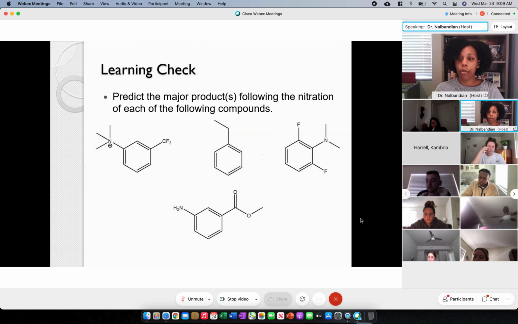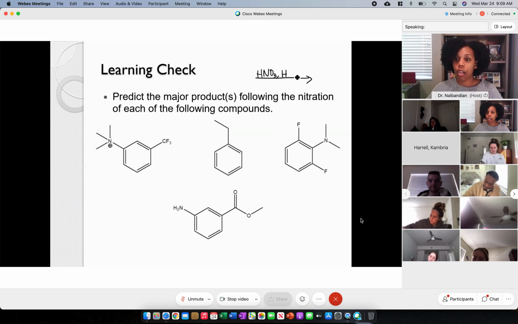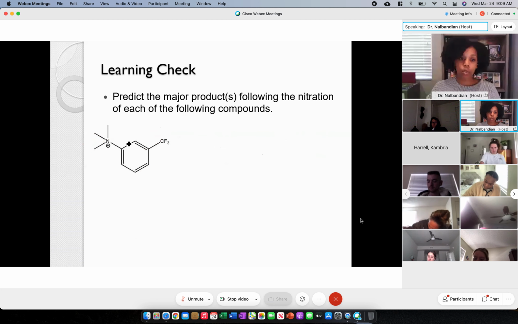One last one. We want to predict the major product following nitration. So just do the nitration reaction. What's nitration? HNO3, H2SO4. We're adding it to each of these. What's going to happen? All right, so with this one, you have to recognize the nitrogen's pulling away electron density. So you have a very strong deactivator. It's still maybe moderate, but we'll just call it a strong deactivator, but it's moderate. It's not as strong as the other one.